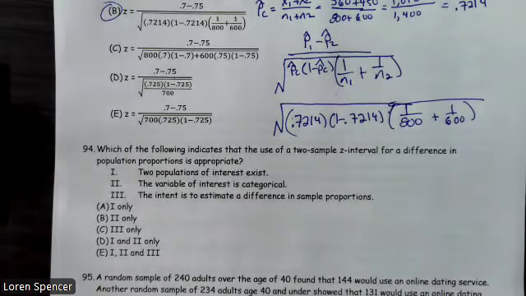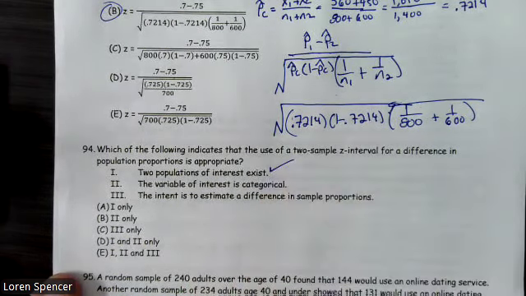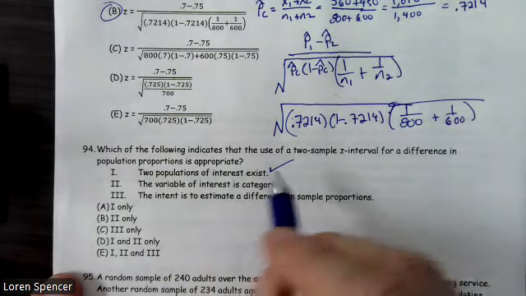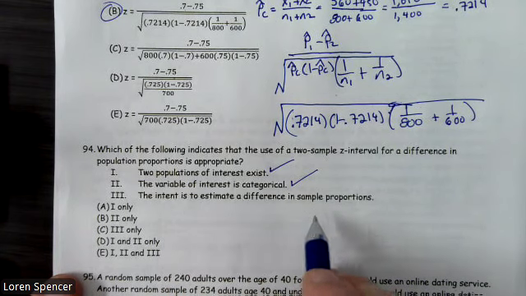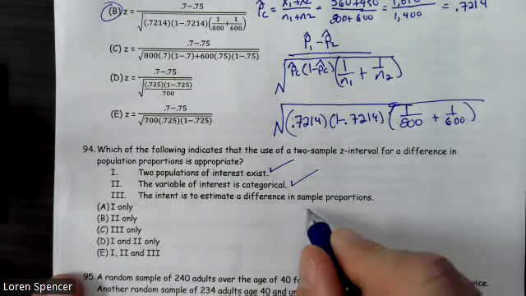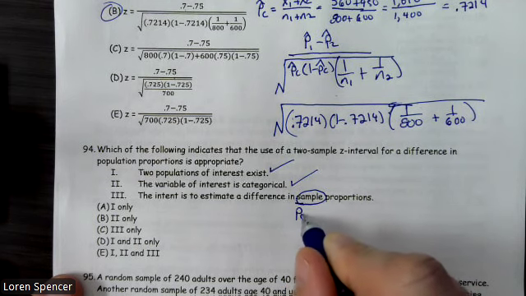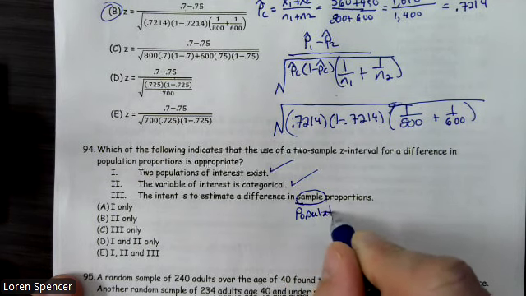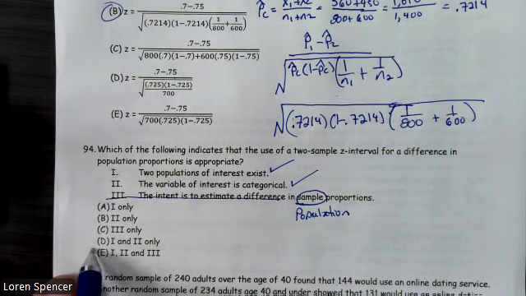Which of the following indicates the use of a two-sample Z interval for a difference in population proportions? Two populations of interest, yes. The variable is categorical, yes. The intent is to estimate a difference in sample proportions. No. We're not estimating the difference in sample proportions. We're estimating the difference in population proportions. So not 3, only 1 and 2. The answer choice to 94 is D.